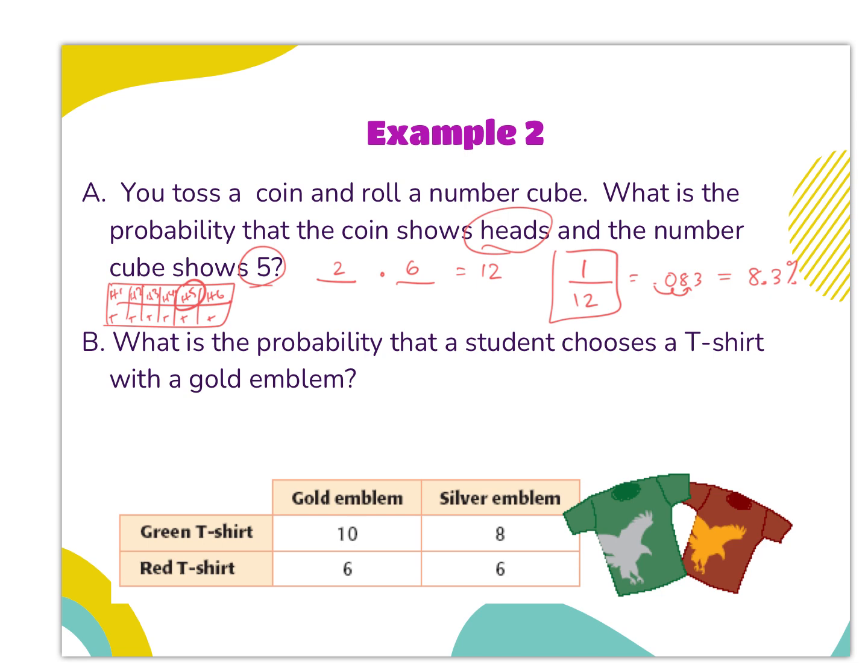So then in B, I'm going to look at the table here that they provided me, and they said, what is the probability that a student chooses a t-shirt with a gold emblem?